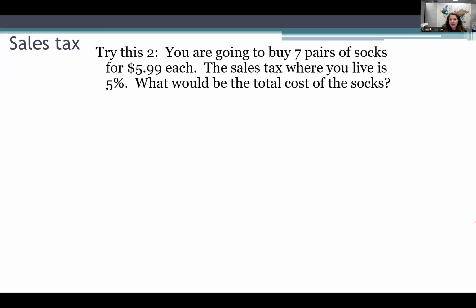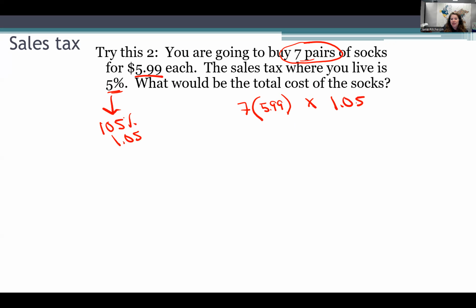You're going to buy 7 pairs of socks for $5.99 each. The sales tax where you live is 5%. What would be the total cost of the socks? So first of all, I'm going to multiply 7 times $5.99. And now I'm going to take that total price and multiply it by 105%, which is 1.05.